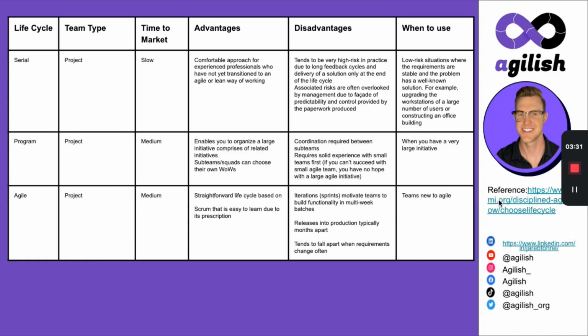Let's go to Agile. So this here is Scrum, we can call it, just to make sure we're all aligned here. We can see this is project type, so maybe short duration. Medium time to market, very similar to the last one. Straightforward cycle based on Scrum, easy to use, very prescriptive. Disadvantages is that there are iterations. So it motivates the teams to build in those batches, the weeks, the months, depending on what your sprints are. And also keep in mind that releases may still come longer. They're still maybe months apart.